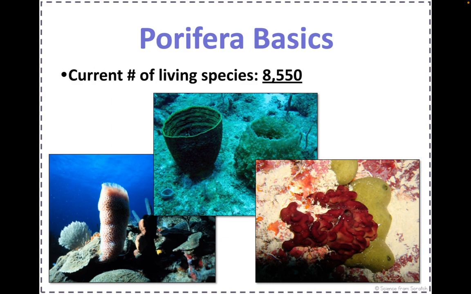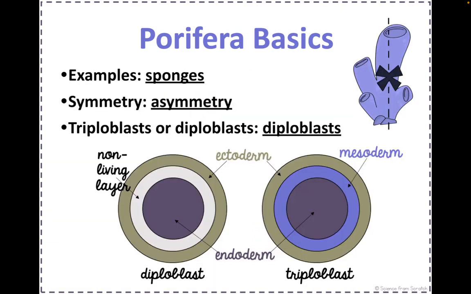Currently, the number of living species in phylum Porifera is around 8,550. This number is constantly changing. There are many deep sea sponges that we have recently just discovered. A couple other Porifera basics.